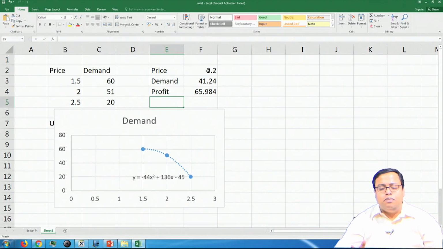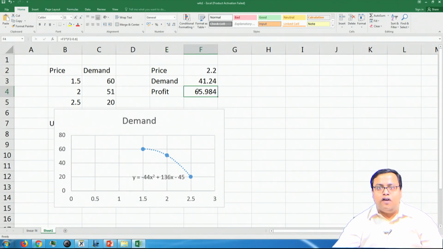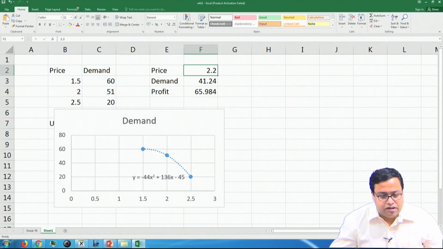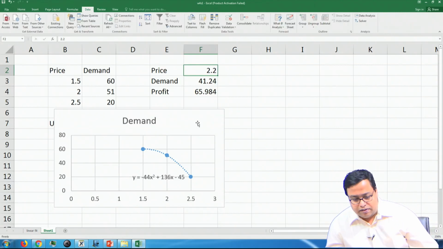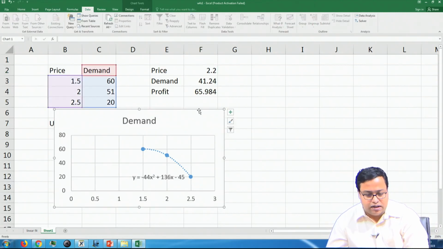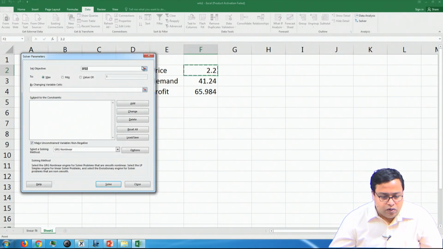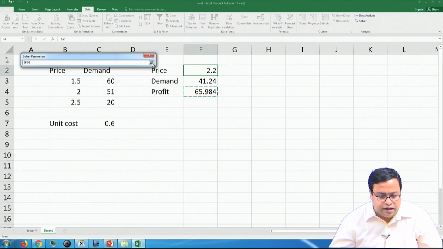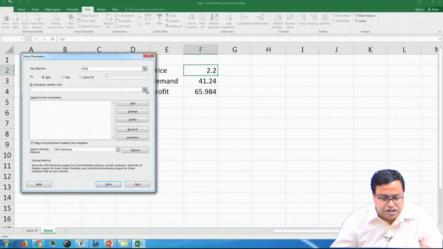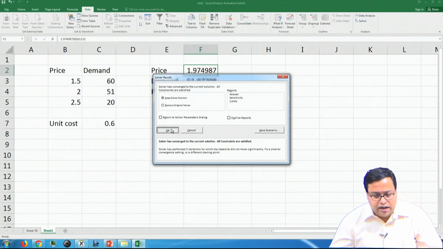So, now what is my job? As simple as before, I have to maximize profit. So, maximize F4 by changing what? Tell me, by changing what? Changing F2. Very good. So, I will go to Data as usual. I can probably now delete this one. I will go to Data, Solver. I want to set the objective here: F4, maximize this by changing price, and this will be unconstrained. Solve it, and it gave me a solution.